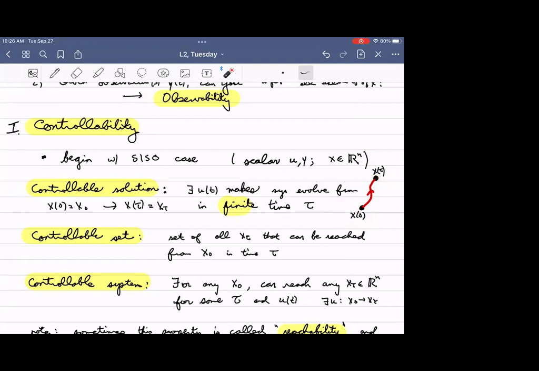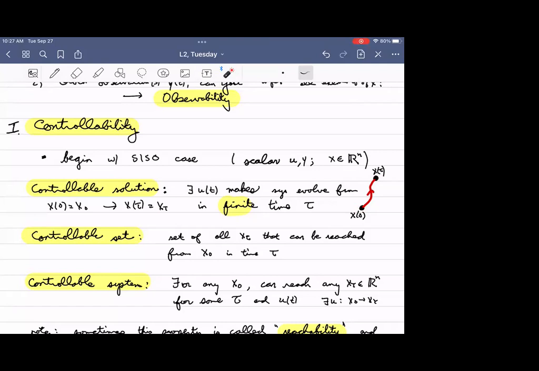And we don't care, in this point of view, what the path that's taken is. Sometimes you might, but right now we're just asking: I'm here now and I want to go there at some time tau in the future. I get to specify tau, you get to specify u of t. Is it possible? And it might be or it might not.